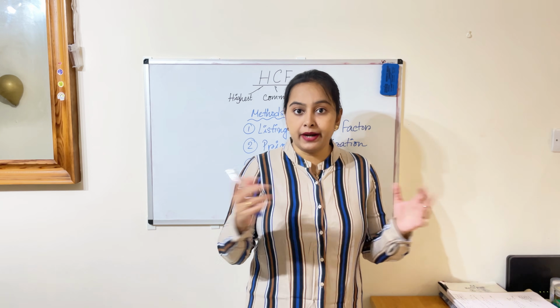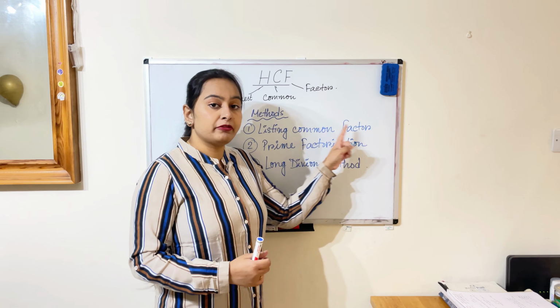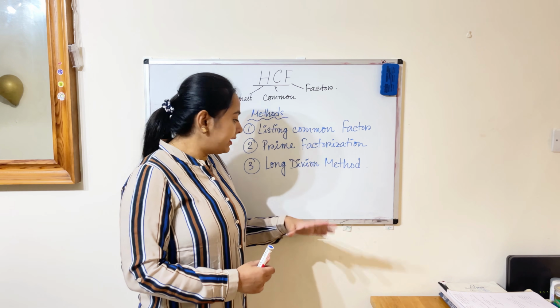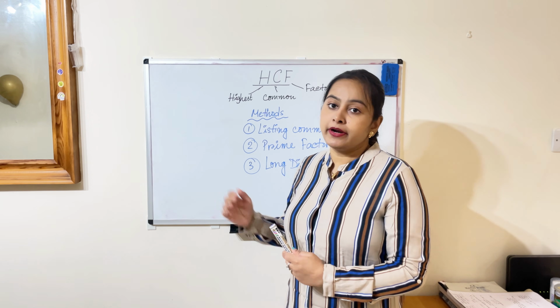Methods of finding the HCF of different numbers. The first method is listing common factors. The second method is prime factorization, and the third one is the long division method. So one by one we'll learn these three different types of methods.